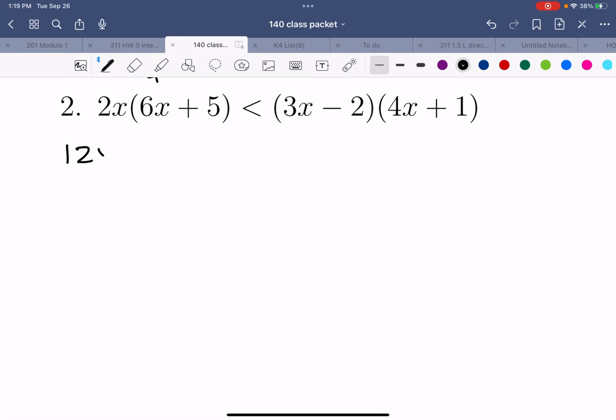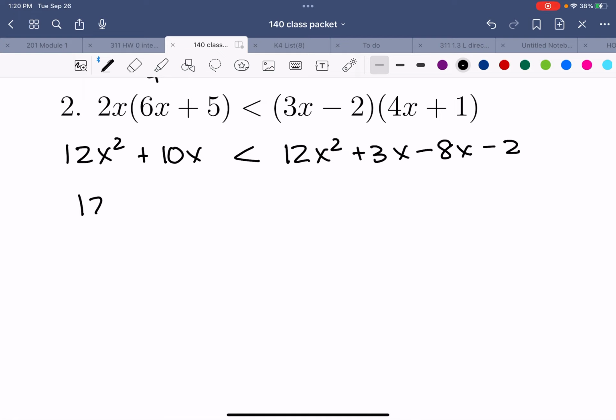That's going to give me 12x squared plus 10x less than, FOIL these, 3x times 4x gives you 12x squared. The outside, 3x times 1 is plus 3x. The inside, negative 2 times 4 will give you minus 8x. And negative 2 times positive 1 is negative 2. That's going to give me 12x squared plus 10x is less than 12x squared minus 5x minus 2. None of that changes anything with your inequality.